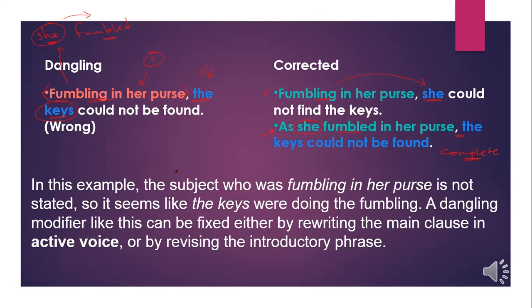طيب, in this example, the subject who was fumbling in her purse is not stated. في الإكزامبل الأولاني هنا, الشخص اللي كان fumbling in her purse, it doesn't exist. طبعاً it doesn't make sense to be the keys. So it seems like the keys were doing the fumbling, which doesn't make sense. A dangling modifier like this can be fixed either by rewriting the main clause in active voice, وده اللي أنا كنت بقوله هنا, إن هو يفك الparticiple لsubject to verb, أو by revising the introductory phrase. Okay? Revising the introductory phrase, وهتحط بعدها إيه؟ Subject صح. طيب.